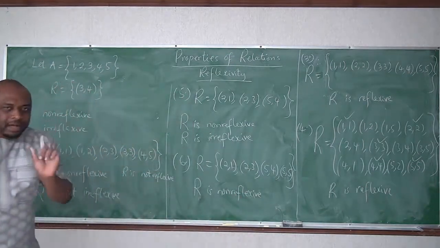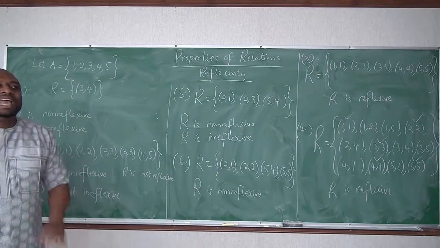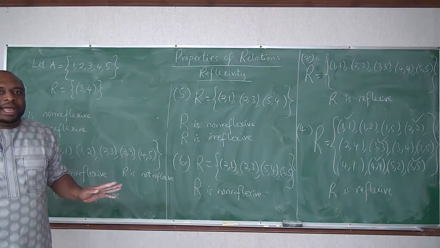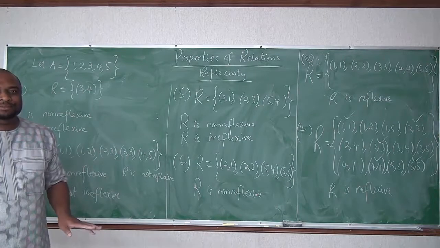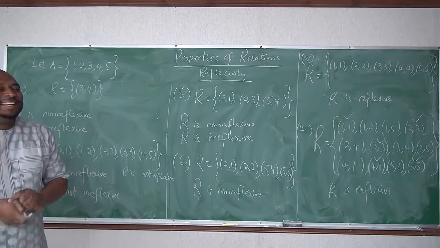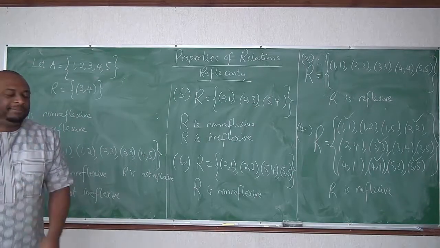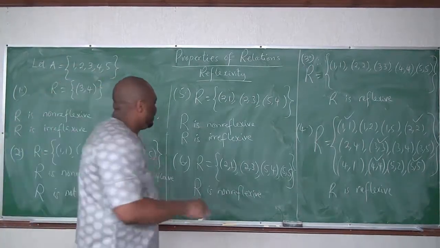Now, arrow is not irreflexive because at least you see 5, 5. If you don't see any one that repeats itself, any one that is a reflection of itself, then it is irreflexive. So, does that make sense? Reflexive, non-reflexive, irreflexive. Alright.